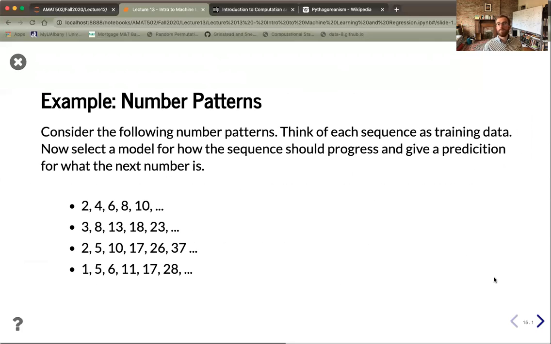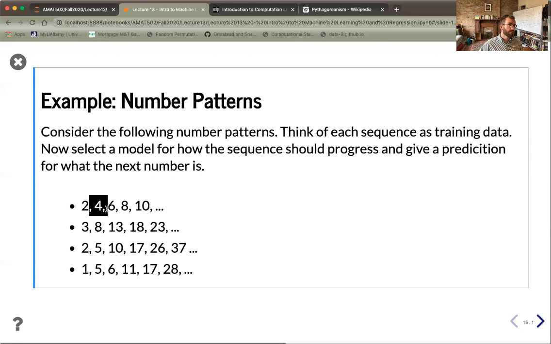So let's start with an even more basic example that probably many of you have encountered taking some standardized test. Let's just ask how we as humans would apply the train, model, predict paradigm to a very classical subject, namely number sequences. All right, so the first sequence we have is 2, 4, 6, 8, and 10. What number comes next?